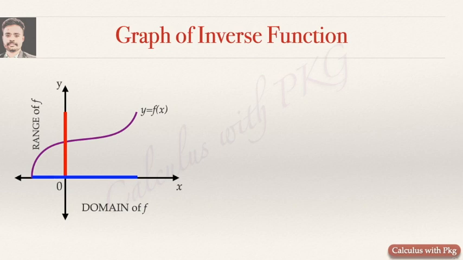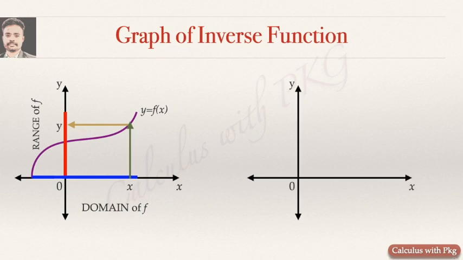Now to read the value of a function from its graph, we start at a point x on the x-axis, go vertically to the graph, and then move horizontally, as I have shown by a yellow color line, to the y-axis to read the value of y. The inverse function can be read from the graph by reversing this process.